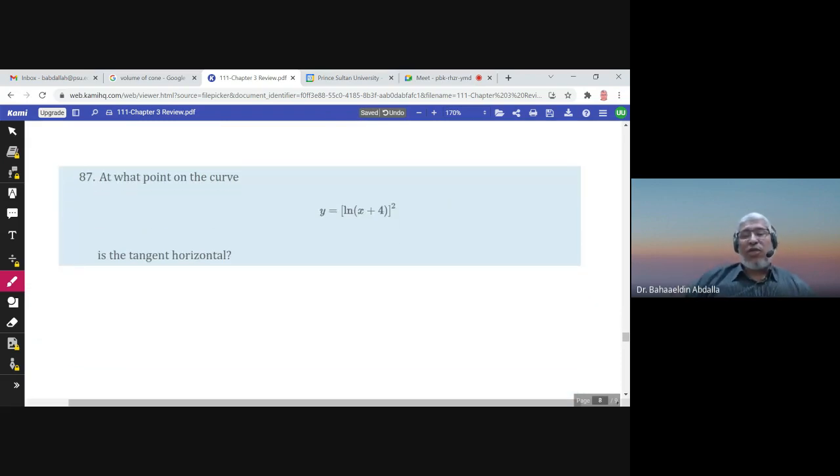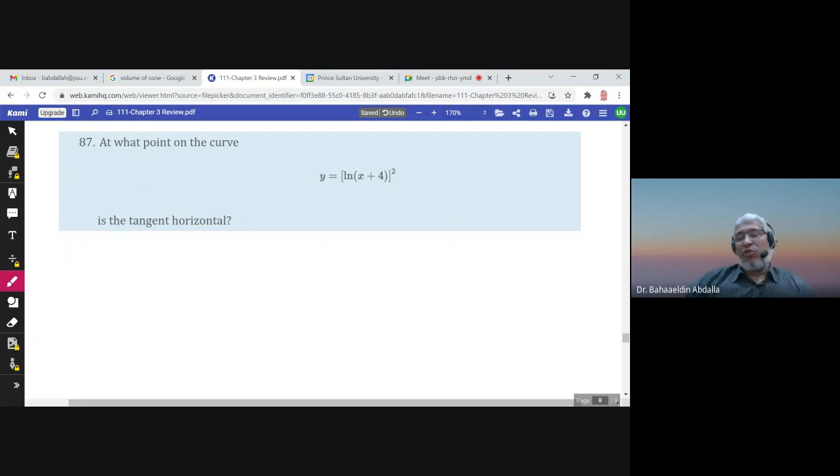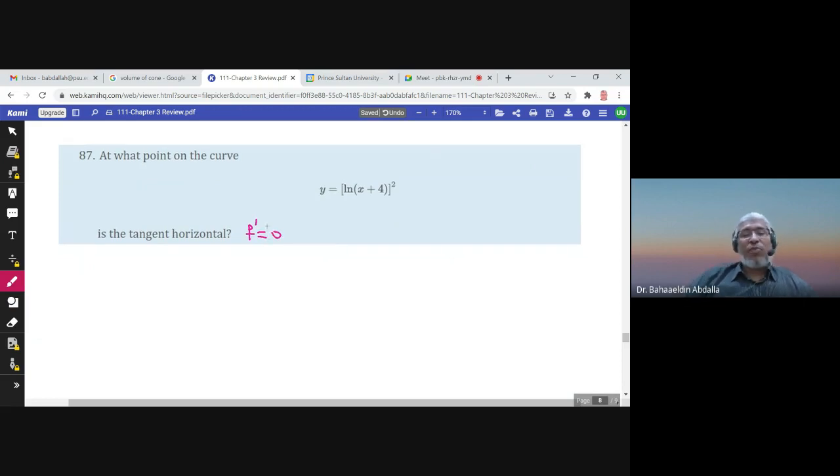At what point on this curve is the tangent horizontal? Well, the tangent would be horizontal if the slope is 0. So he is asking about the point at which the derivative is 0. So let us find y prime. So y prime would be 2 using the chain rule times ln(x plus 4) times the derivative of ln(x plus 4), which is 1 over x plus 4. So that's y prime, and we need it to be 0. We need the point at which the derivative is 0.